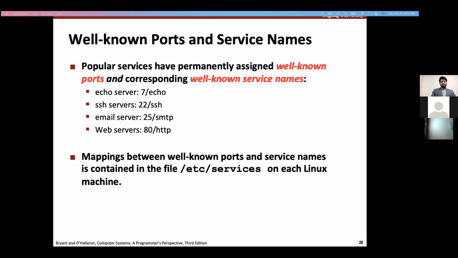The mapping between the well-known ports and service names is contained in a file on Linux machines, /etc/services, on each Linux machine. So you can go and check, and you can even modify these port numbers for these services.